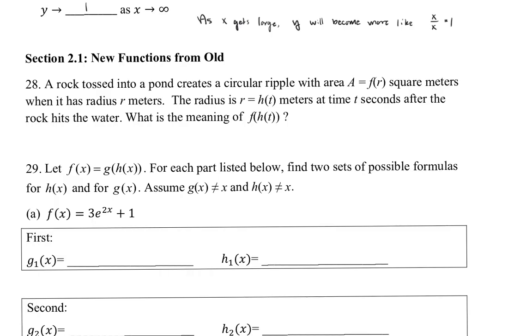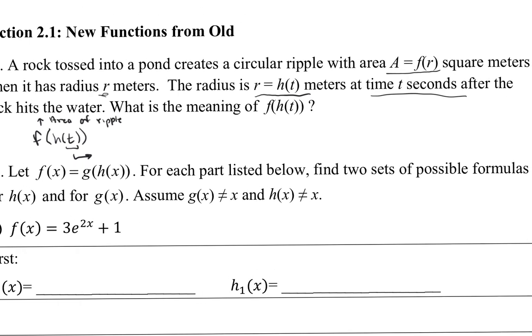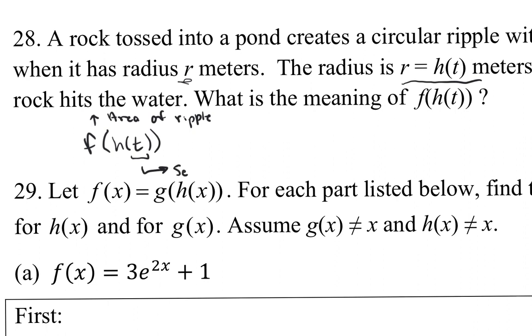Question 28, we're looking at a rock tossed into a circular pond, creating a circular ripple with area A equals f of r square meters. It has radius r meters. The radius is a function of t, the time t seconds after the rock hits the water. So what is the meaning of f of h of t? Let's unpack this. We have f on the outside. F is the area of the ripple. And our independent variable going in at the very beginning is the seconds after the rock hits the water. I'll write seconds after impact.